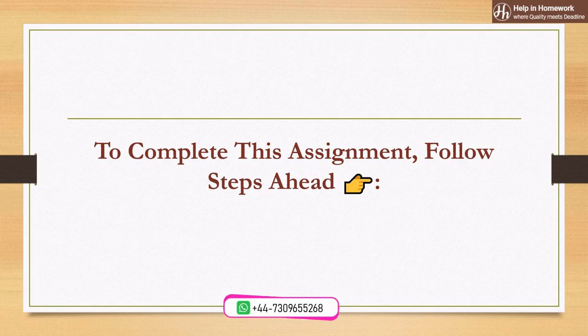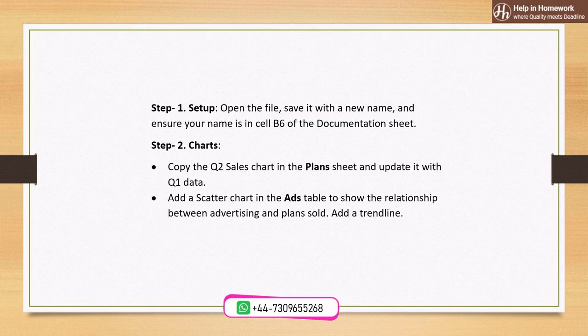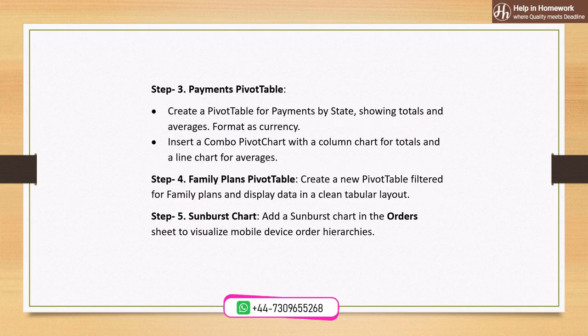Step 1. Setup: open the file, save it with a new name, and ensure your name is in cell B6 of the documentation sheet. Step 2. Charts: copy the Q2 sales chart in the plans sheet and update it with Q1 data. Add a scatter chart in the ads table to show the relationship between advertising and plans sold. Add a trend line.